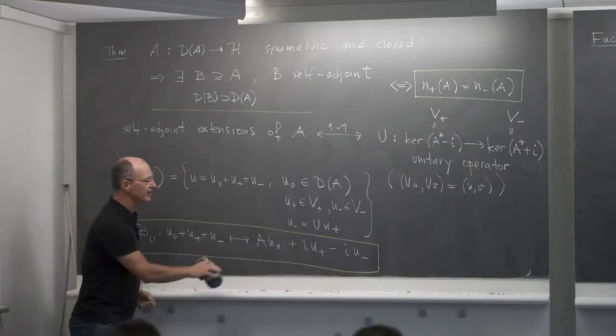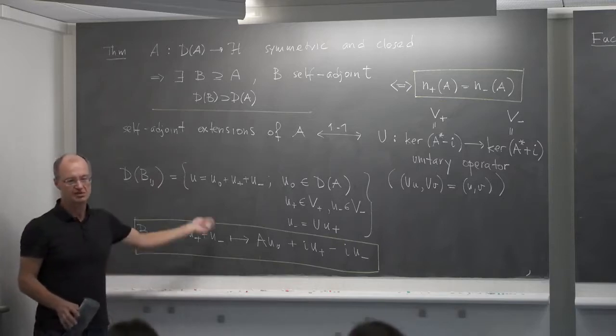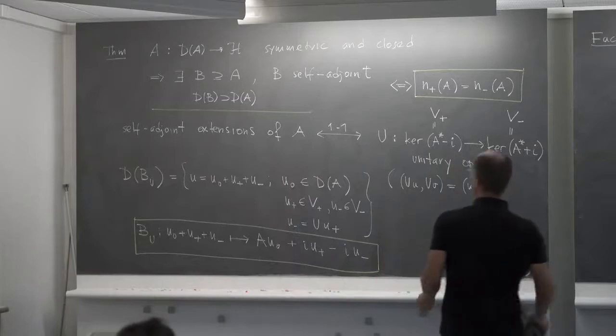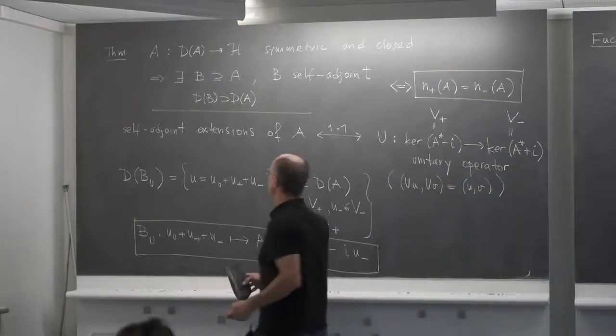Instead, we'll now work on an example. So let's see how it works in practice. So that's another way of creating self-adjoint operators.